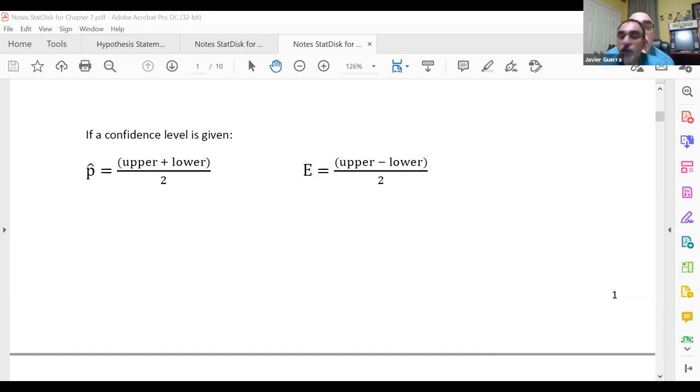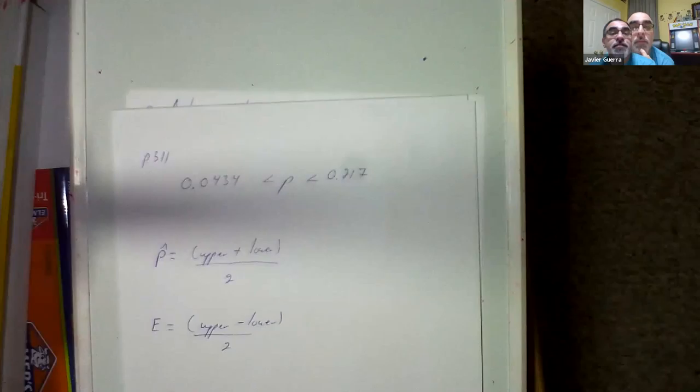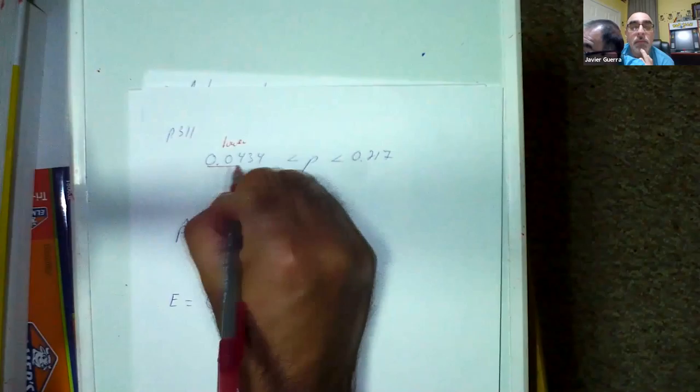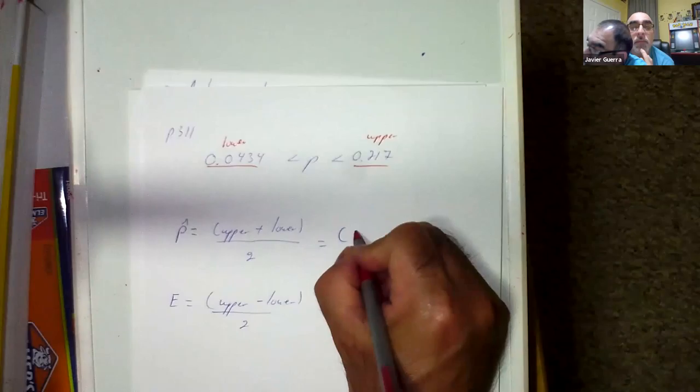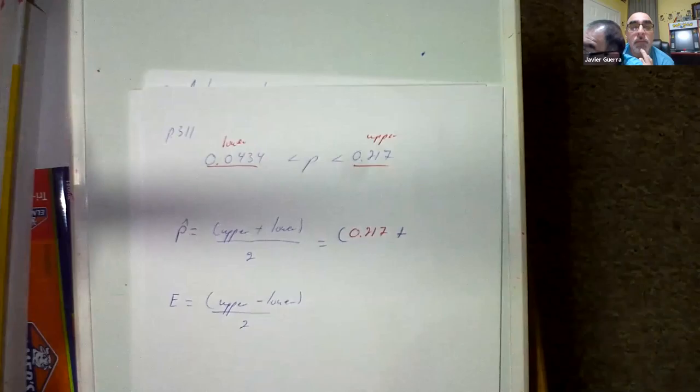So here's my problem. This is your lower, and this is your upper. All you do is substitute into your formula. So upper is 0.217 plus lower is 0.0434, and then you divide it by 2.